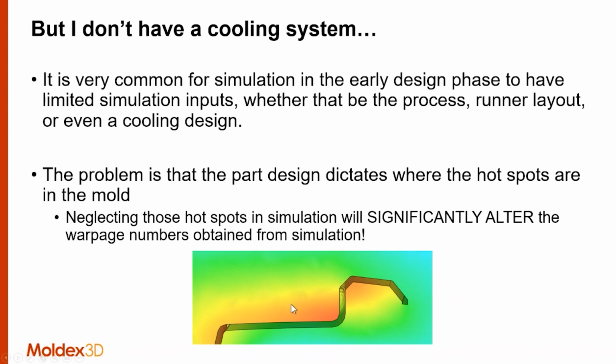So including the mold base, you can see here we can have a hot spot on the top side in here and a hot spot on the bottom side in here, but everywhere else it's significantly cooler. That sort of temperature variance is not going to be available if we don't have some sort of cooling system.